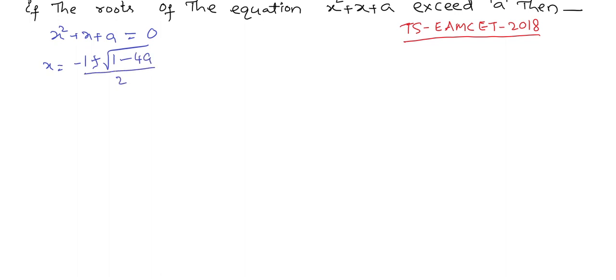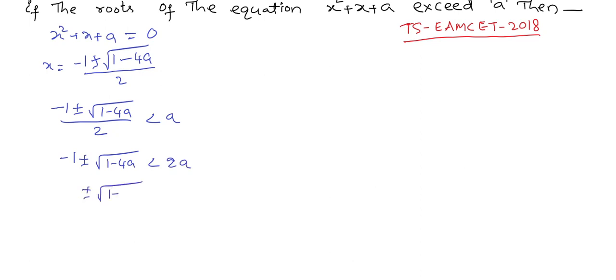These are the roots. These roots exceed a is given, that is minus 1 plus or minus the root of 1 minus 4a by 2 less than a. So that is minus 1 plus or minus under root of 1 minus 4a less than 2a. So plus or minus under root of 1 minus 4a less than 2a plus 1.